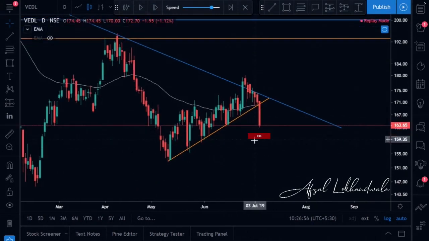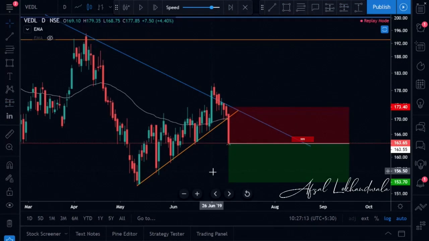We'll decide to go short here at the close of this bar. When the candle closes, that is about at 3:28 PM or 3:30 PM, you can go short. Let me do this. I'll go short at the close of this candle, that is here. Where will I place my stop loss?